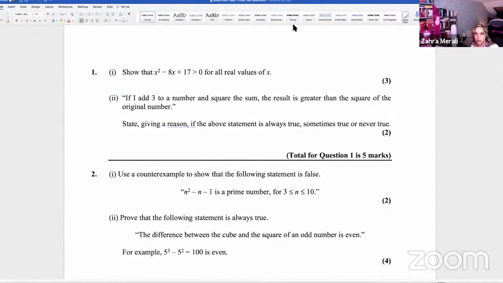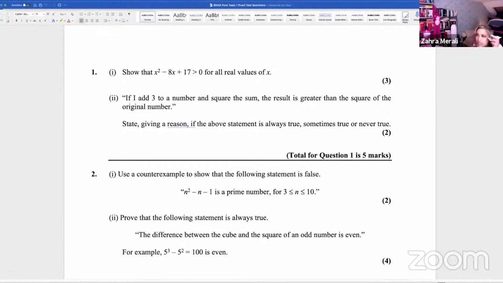So if we have a look, we've got half what's in front of the x. If you forgot how to complete the square, I think there's a separate video on that. Square that number, and then you've got the add 17. So when we do that, that's equivalent to x minus 4 squared plus 1.